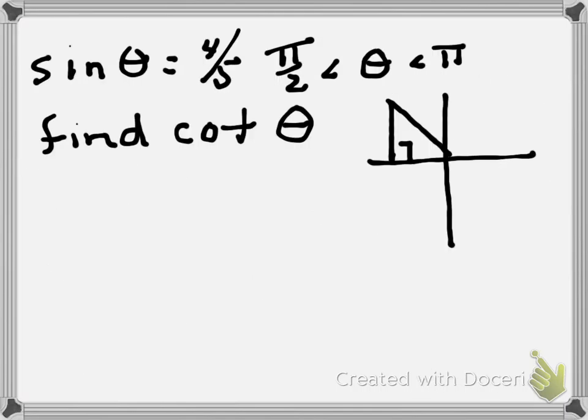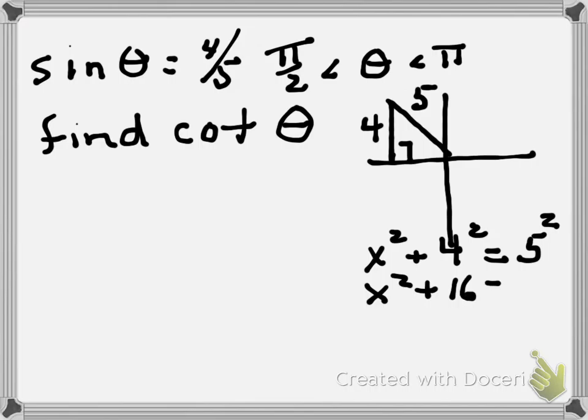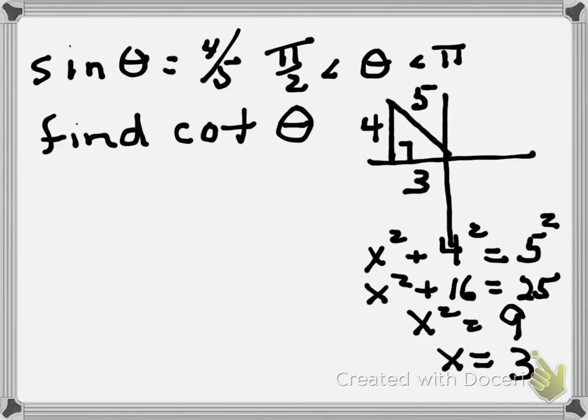And then sine is equal to y over r. So the y value is 4, the radius is 5. And then you're finding the x value. X squared plus y squared equals r squared. X squared plus 16 equals 25. X squared is equal to 9. X is equal to 3. This is a common right triangle, a 3, 4, 5 right triangle. However, the x value in the second quadrant is negative.